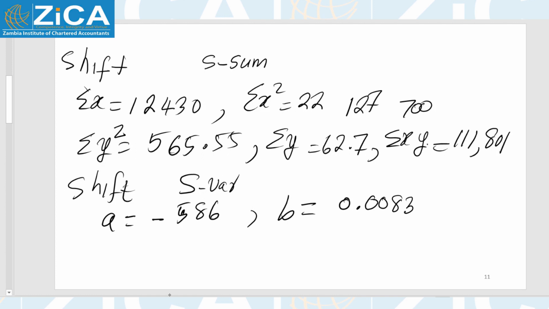So the required answer in B, the regression line y hat, will be equal to the value of A, minus 5.86, plus the value of B, 0.0083. Okay? If you remember, the next question there was calculate the coefficient of correlation. What's the coefficient of correlation?